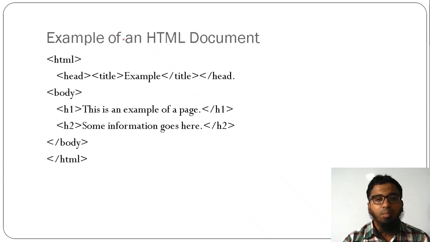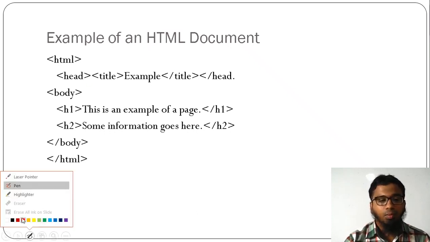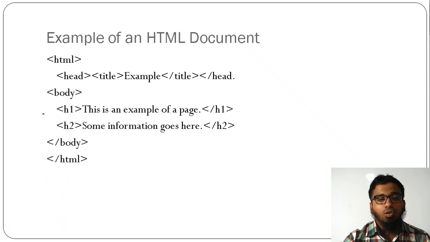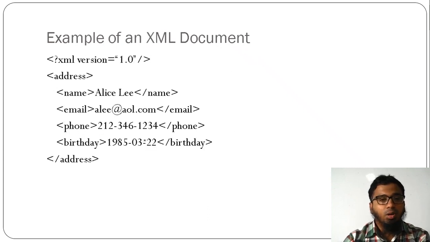So this is an example of HTML, how the HTML will be there. In the HTML, we will have the head, title, example. Already we have finished this. So here H1 is a heading tag, H2 is a heading tag. This is the example of a page, some information goes here. H1 you can use any, okay. This is a simple example.